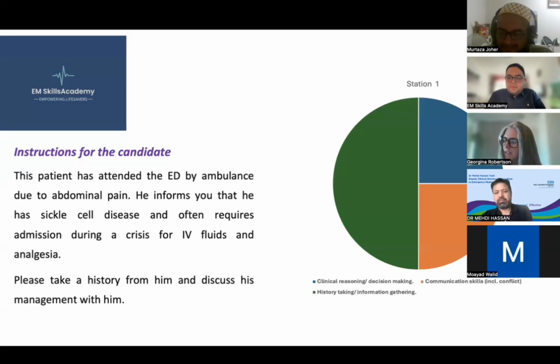That might have taken a little bit too long. You could just concentrate in this case, I think, on the abdominal pain, because a lot of the station was about clinical reasoning, and we didn't really get to see your clinical reasoning because you didn't start to get to the management bit of the station.